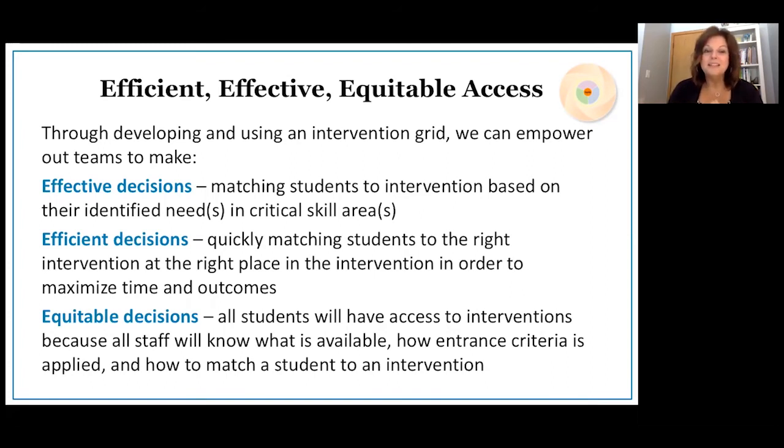The power in this intervention grid is it helps neutralize our human nature that honestly often gets in the way or impacts our decision-making around kids. And if we can neutralize that a bit, it allows us to truly have a system that's effective, efficient, and equitable. So we're gonna just kind of settle in on this slide for a few minutes because this is really critical. So let's start with effective.